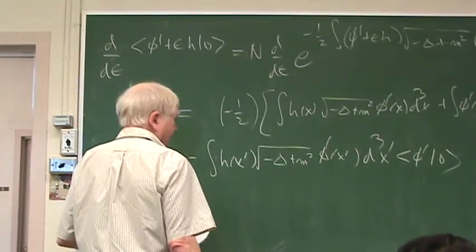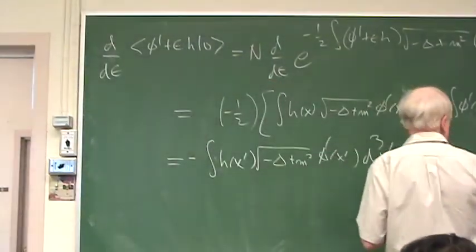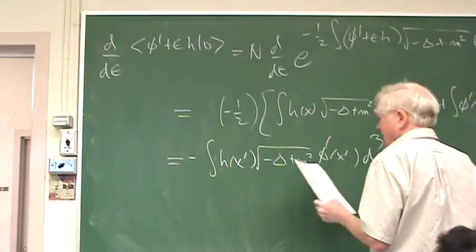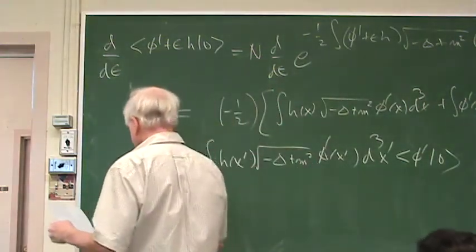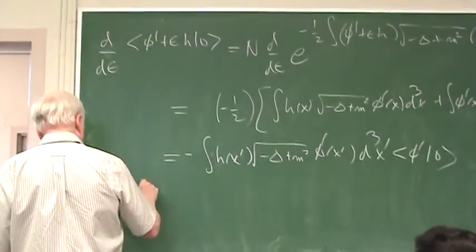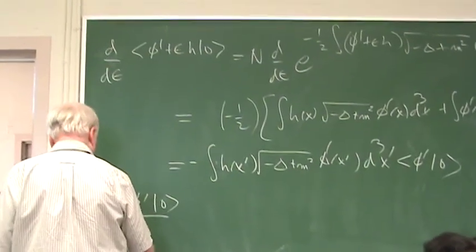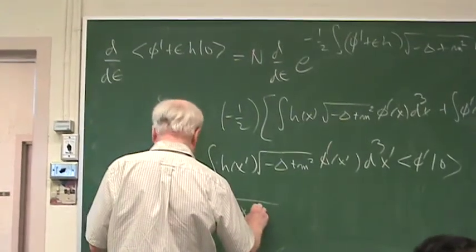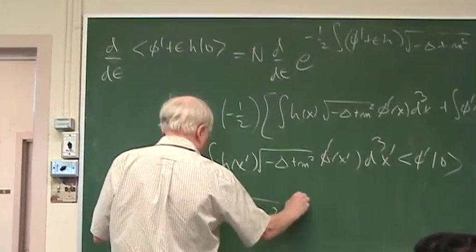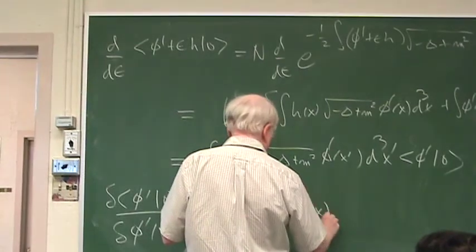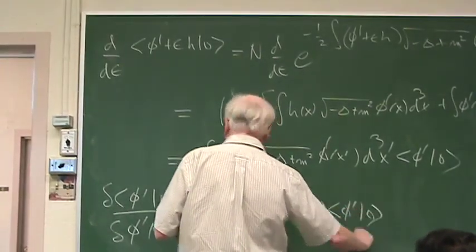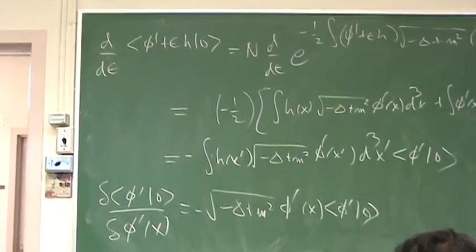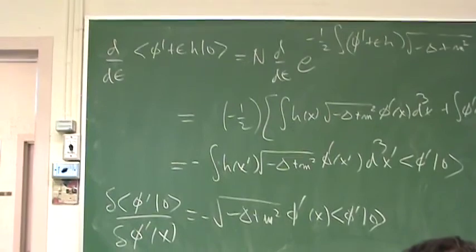And if we now let h of x prime be delta of x minus x prime, then what we get is the variational derivative of phi prime 0 with respect to phi prime of x, which is minus the square root of minus the Laplacian plus m squared, acting on phi prime of x, times phi prime 0. So this does satisfy the functional differential equation.